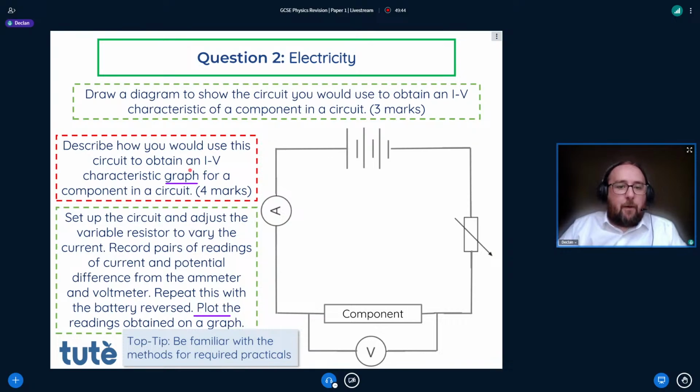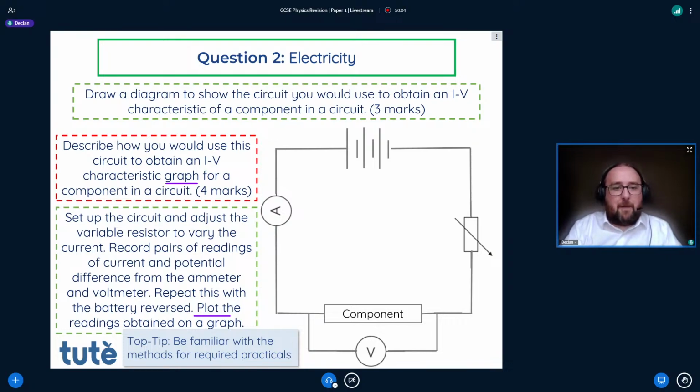So we've managed to get all our marks there. We've said how we're going to get the current. We've said how we're going to get the potential difference. And then we've said how we're going to change that experiment, what we're going to do with the variable resistor, and what we're going to do with our results. So a lovely method there, a really nice method.